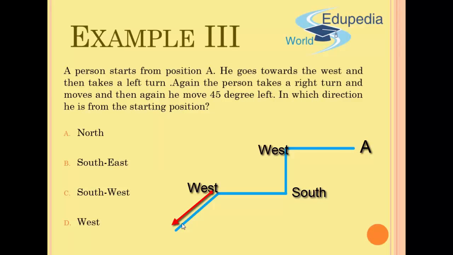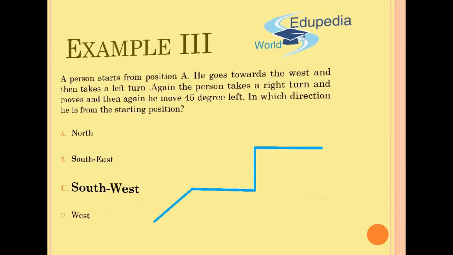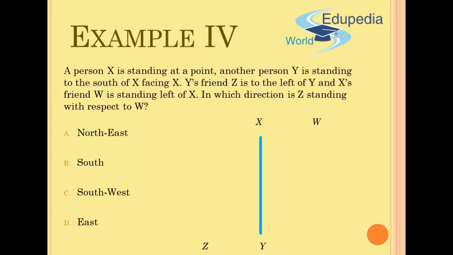Now the question is, in which direction is he from the starting point? It becomes easy for me to answer from the starting point. This was my starting point to the extreme right, and now I am here. So from the starting point, now I am in the southwest direction. If you put a compass at the extreme right, you will see that the point of the destination is in the southwest, and that will be your answer. So these kind of questions come in direction sense. Let's take a look at one more example.